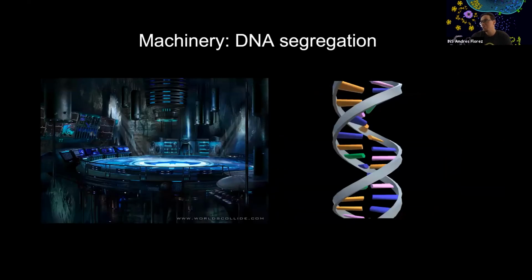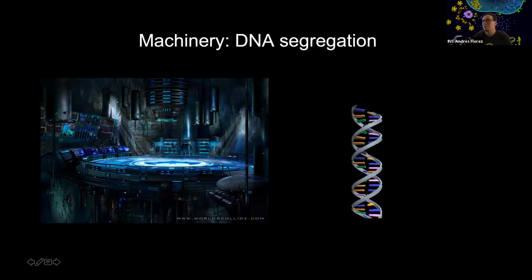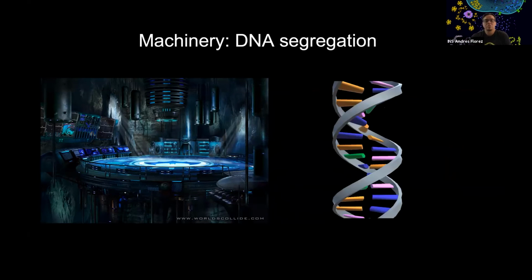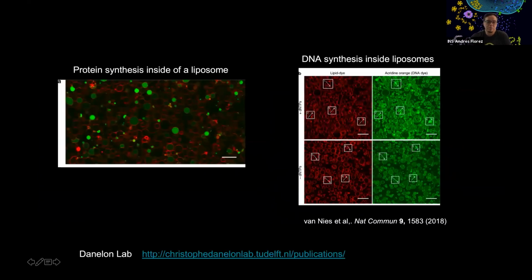So what about the machinery? We need the machinery, right? The machinery is very important because we need information to tell the artificial cell something to do. This is a really cool experiment from this lab where they try for the first time to make an artificial cell that can duplicate the DNA.